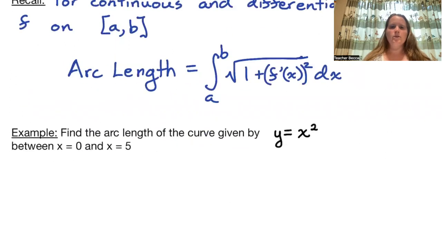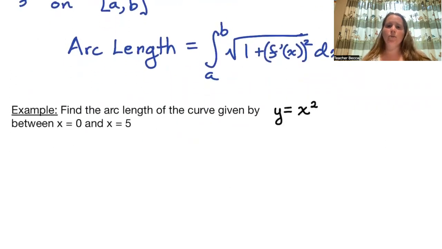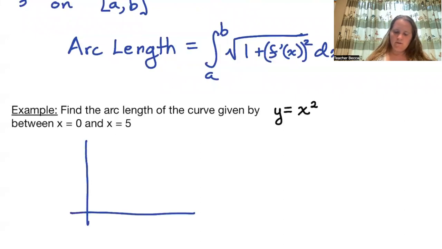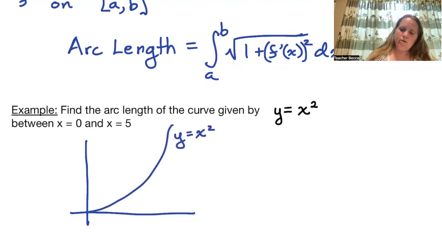So for example, let's find the arc length of the curve given by y equals x squared between x equals 0 and 5. So just in terms of the picture, we are looking at y equals x squared. We're looking from x equals 0 to x equals 5. So essentially, we are just looking at the curve running between those two values.